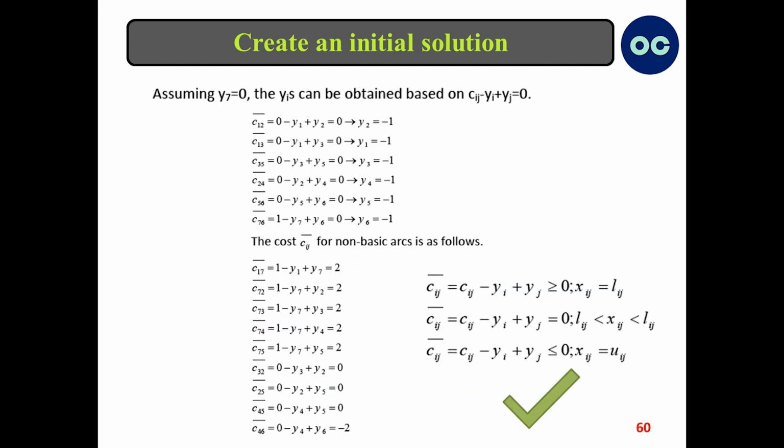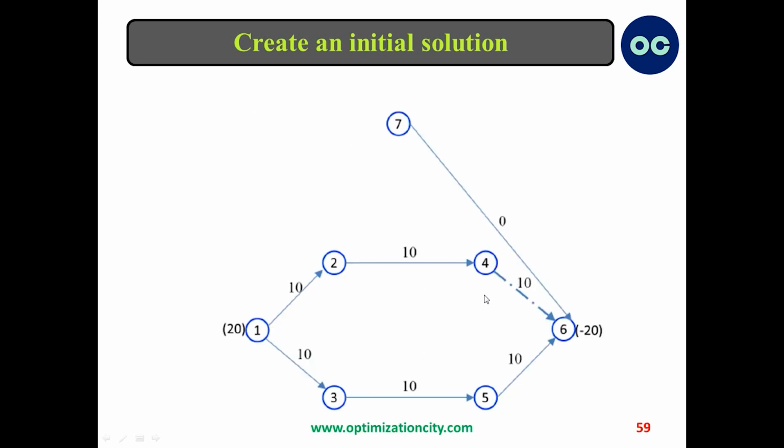Assuming y7 is equal to 0, and calculating yi for all nodes, we can now calculate Cij. Now let's consider the cost of the non-basic arcs, which is as follows. The optimality conditions are met because the Cij for all non-basic arcs meet the optimality condition. So we reach the optimal solution with the objective function of 0.